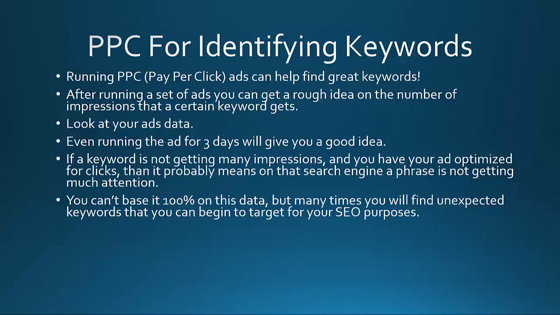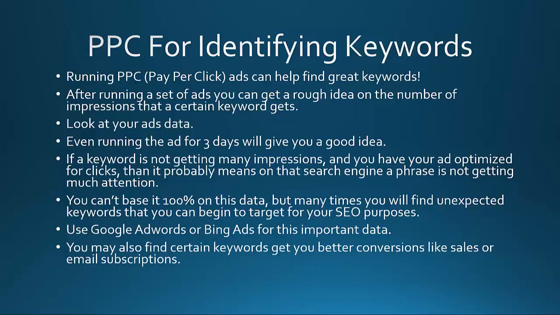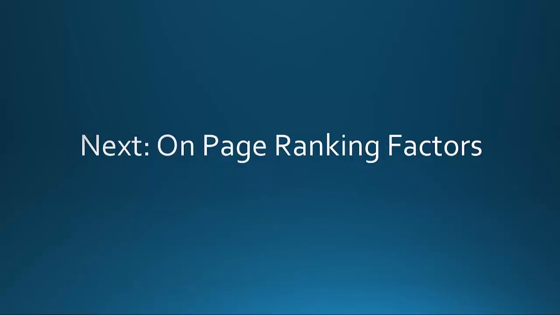Again, you can't base it 100%, but many times you'll find unexpected keywords you can begin to target for your SEO. Use Google AdWords or Bing Ads or both for this important data. You may also find certain keywords get you better conversions, and those would be, again, keywords to identify.